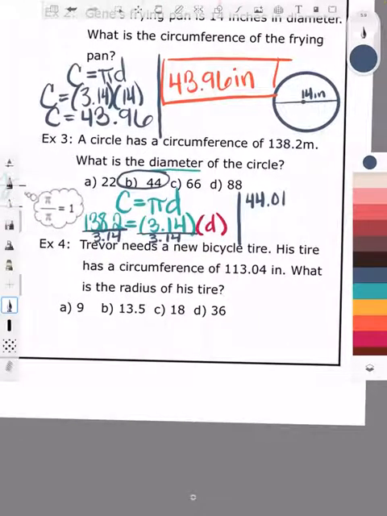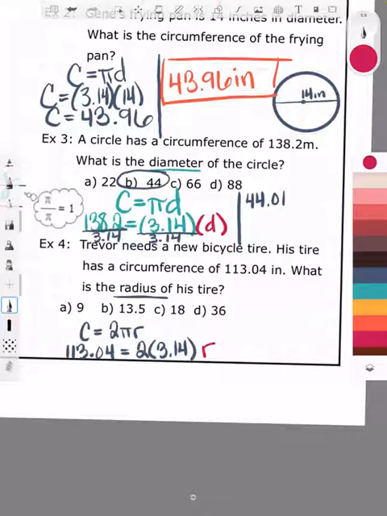All right, moving on to number 4, our last one. Trevor needs a new bicycle tire. His tire has a circumference of 113 and 4/100ths of an inch. What is the radius of his tire? Since we're looking for the radius, we're going to write down the formula: circumference is equal to 2 pi r. Now we plug in the information that we know. We know the circumference is 113 and 4/100ths. We bring down our 2, and we know pi is equal to 3.14, but we don't know our radius.